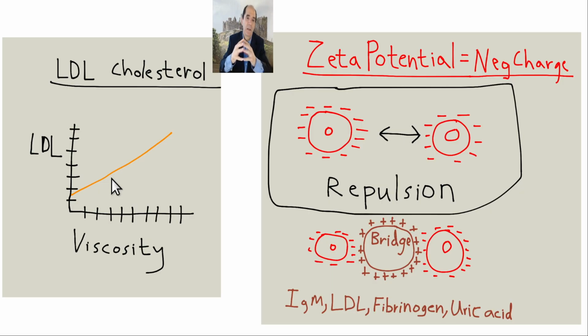Red blood cells have a zeta potential. Bridging molecules overcome the zeta potential, stick them together. When they stick them together, they make the blood thick. Thick blood is harder to pump. It's like a milkshake. Pressure has to go up.